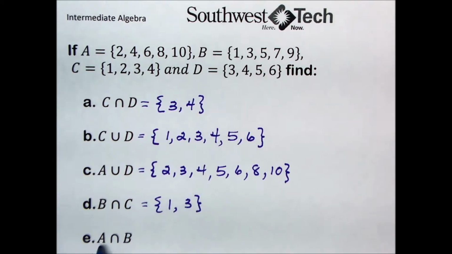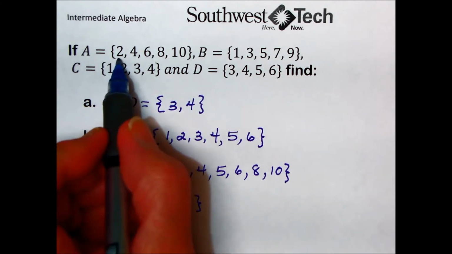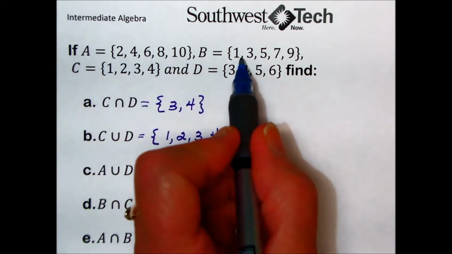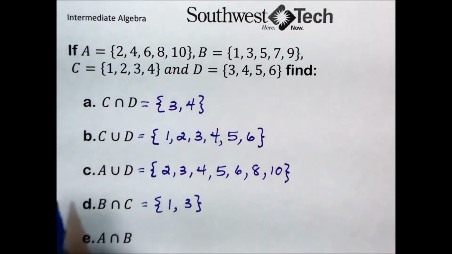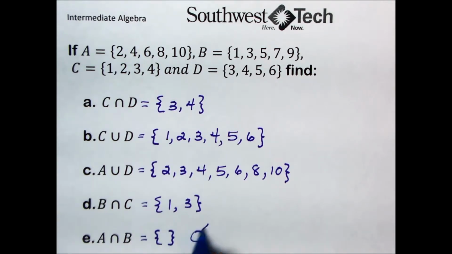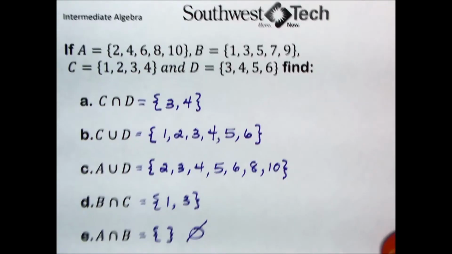The last example is the intersection of A and B. So we're looking at elements that are in A and in B at the same time, common elements. If you look at A, these are all even. B is all odds. Well, odds and evens are not similar, so we have no element that's common to both of these. And you can express that with either the empty set or the null set.